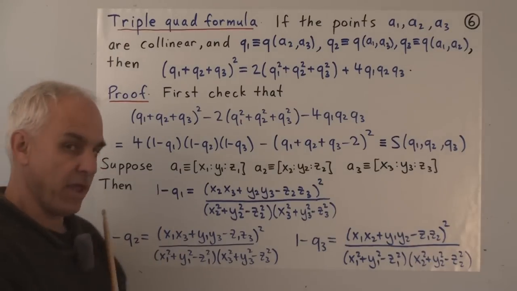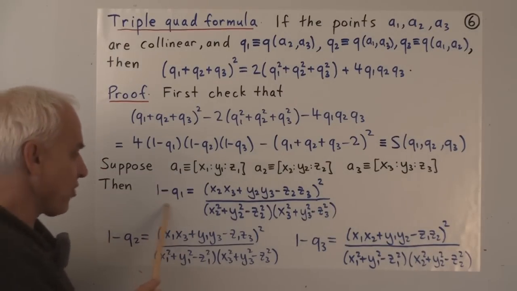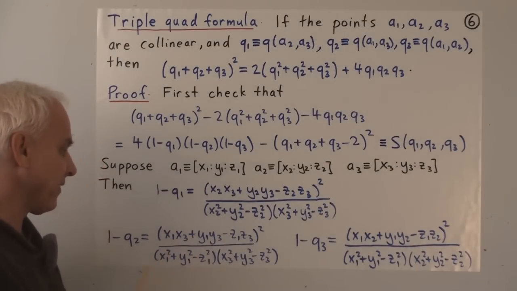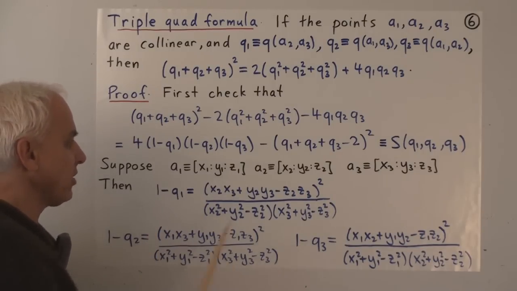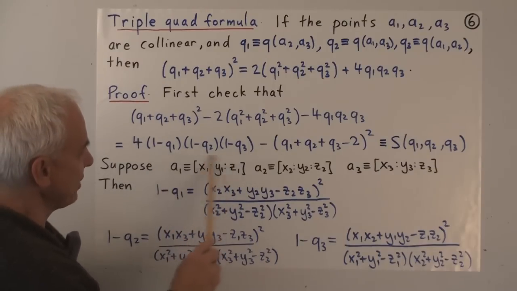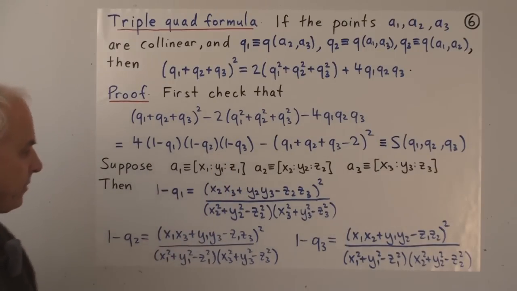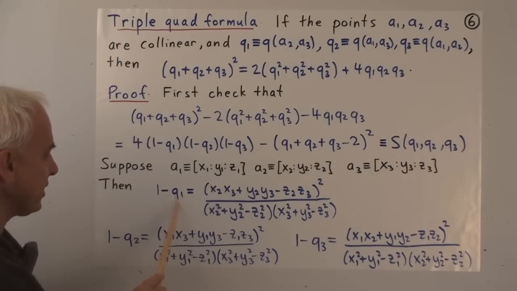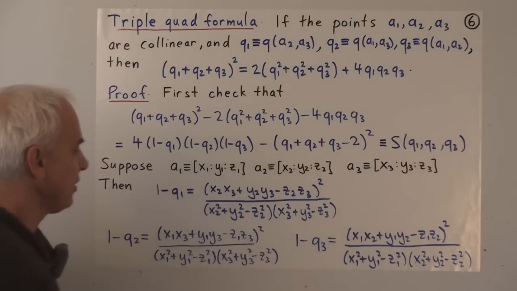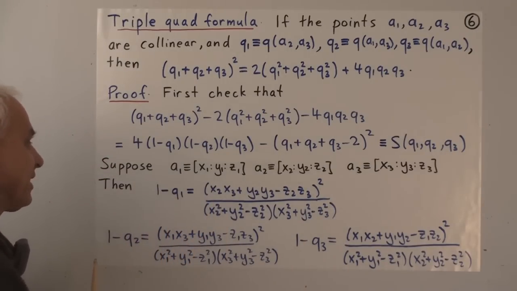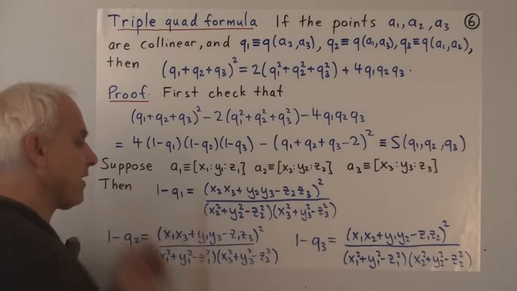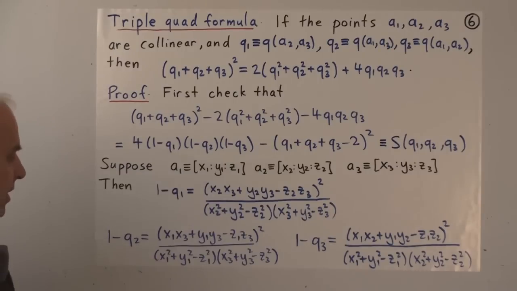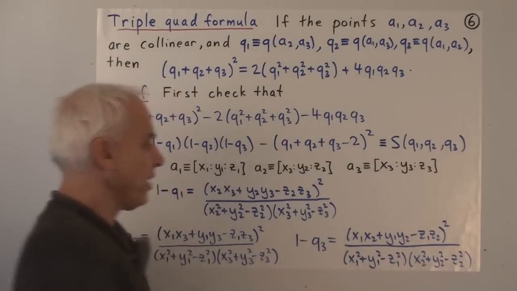The quadrances, what are they? Well, I'm writing down the quadrances here in a slightly different way. I'm writing 1 minus q1, 1 minus q2, and 1 minus q3 because I want to exploit this formula here. So remember that q1 is equal to 1 minus this thing. So we're just writing it in a slightly different way. 1 minus q1 equals this. This is exactly from the definition of q1. And there's the definition of q2, and there's the definition of q3.